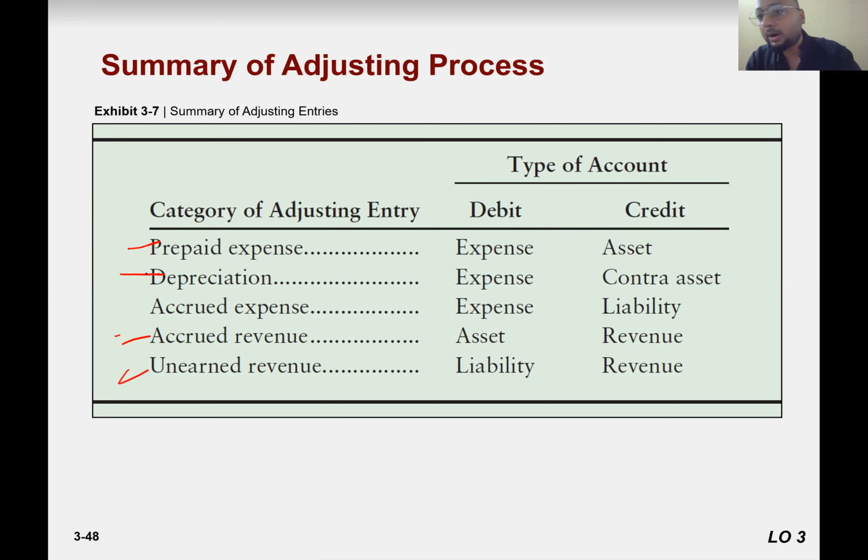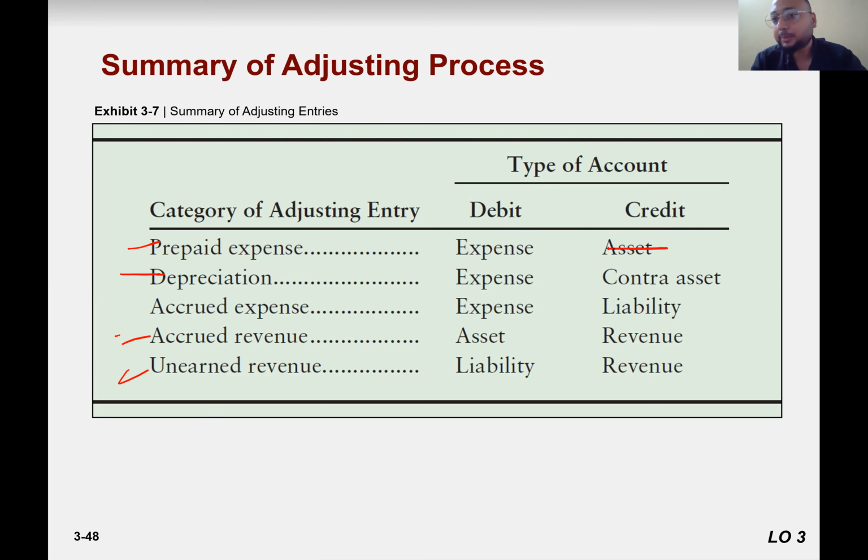So those who already watched our lecture 5 already know what these accounts are, and whether they belong to the balance sheet or the income statement. Prepaid expense is our asset, right? Whenever we consume our assets, we need to reduce that.